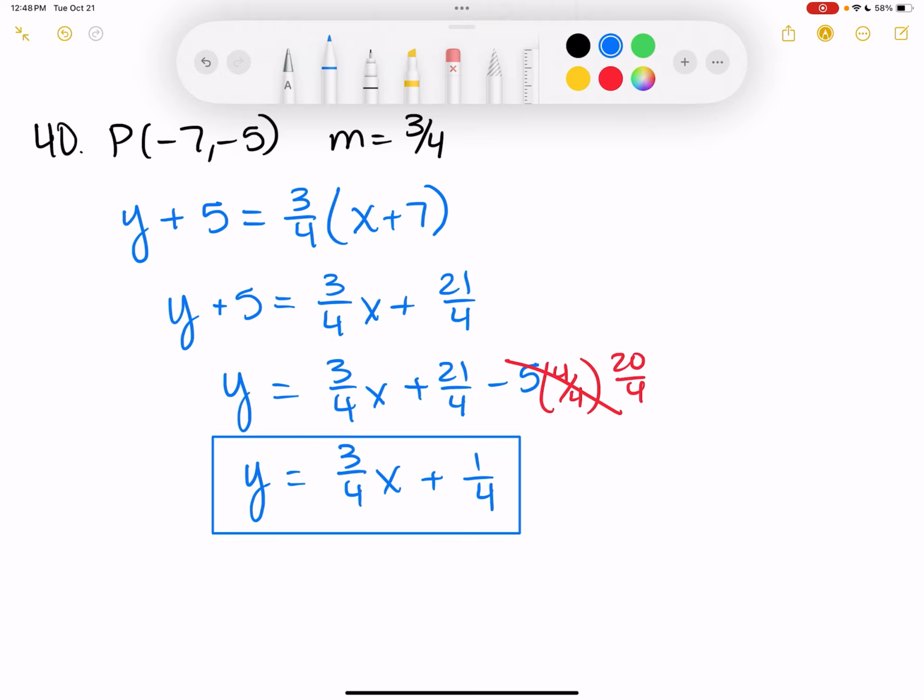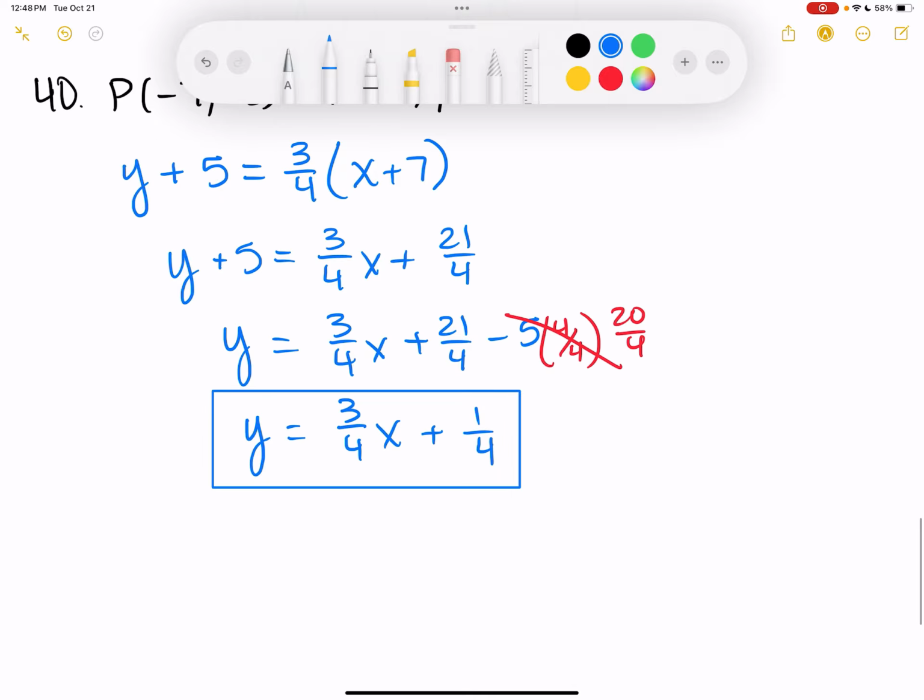Now, they could give you the information a slightly different way, but ask you to do the same thing. So 42, what they do is they give you a point, -3, 6, and they give you an equation of a line. So y equals -x minus 5. And they want you to write the equation of a line that's parallel through the given point.